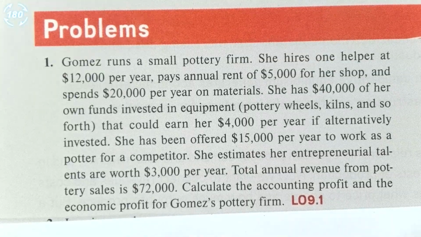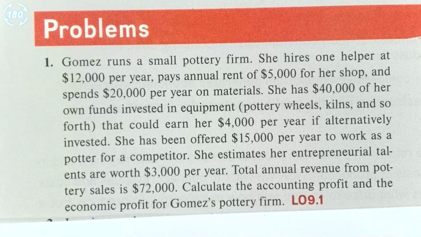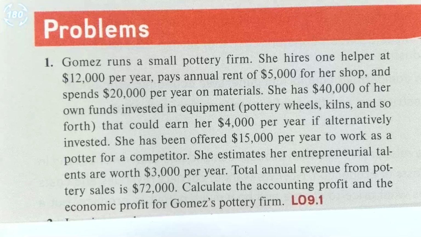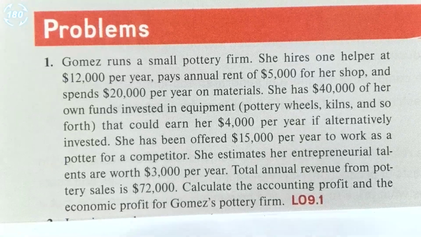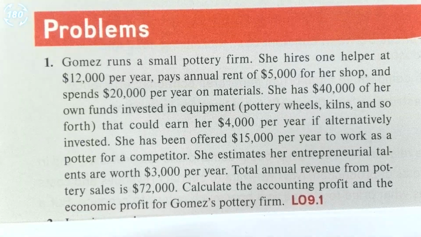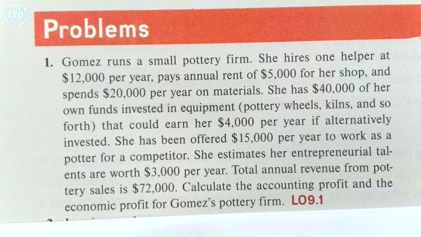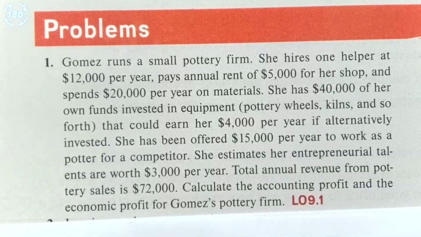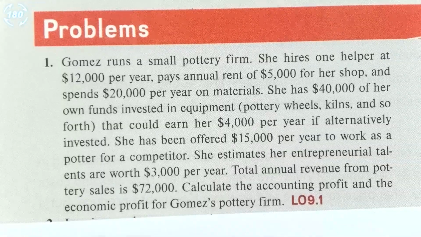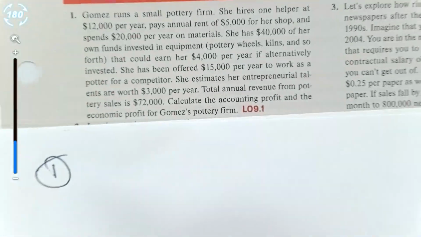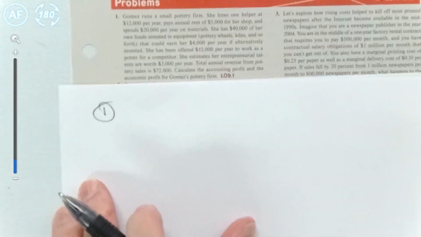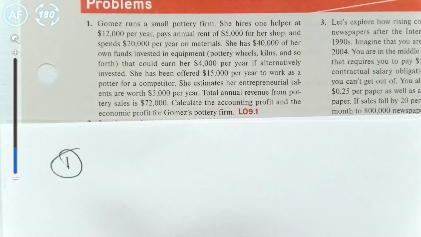The thing you want to note here is there are three types of information given. There's explicit cost and implicit cost given, and then they'll give you a revenue figure. From that, they want us to calculate accounting profit and economic profit. So I want to explore this just a little bit. There are some interesting concepts here.